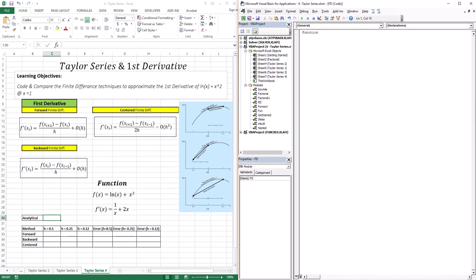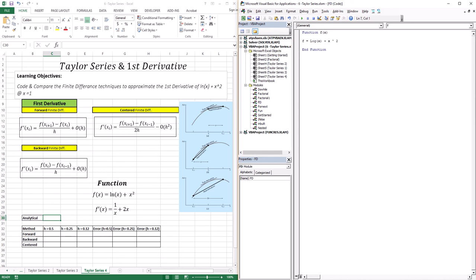So if I say function f, and my input is going to be x, I'm going to say f is equal to log of x, and we explained that log in VBA is the natural log, plus x power 2. So now I defined my function. Later in my code, I can just call f, and it's just going to call this function.